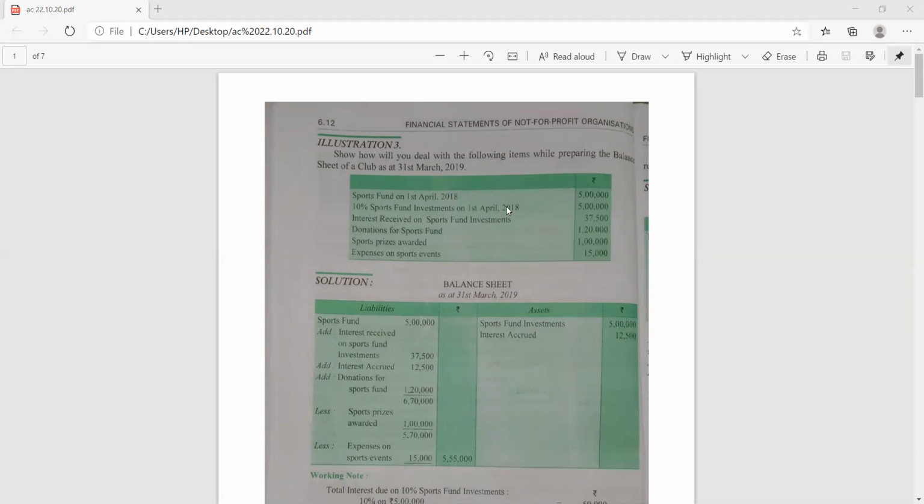On the asset side, we have to show the investment, and the accrued interest as well. Accrued income is considered an asset of the business. So it is also shown on the asset side.